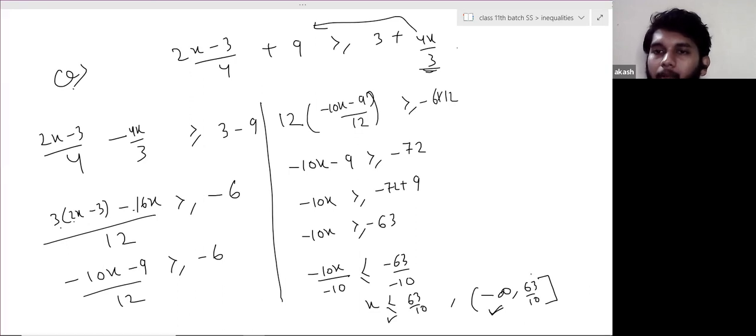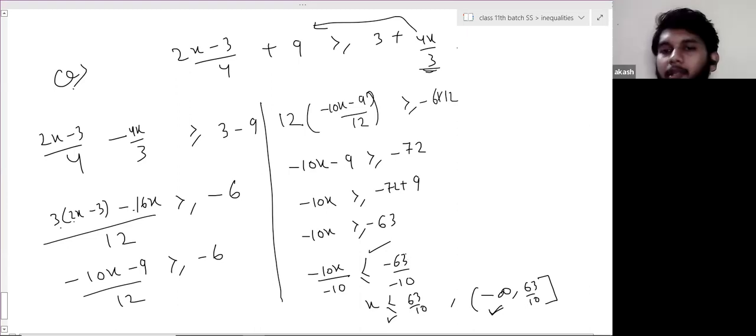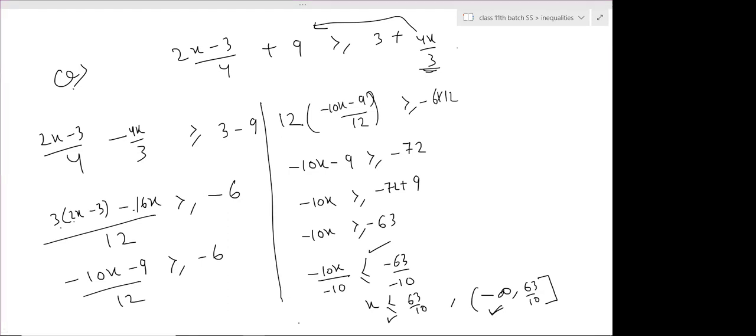Fahad, got your mistake? Yes. You did not change the sign here. This is very important. Whenever dividing or multiplying by a negative number, the sign will always change. Please remember this. All right. Write it down. The next question.